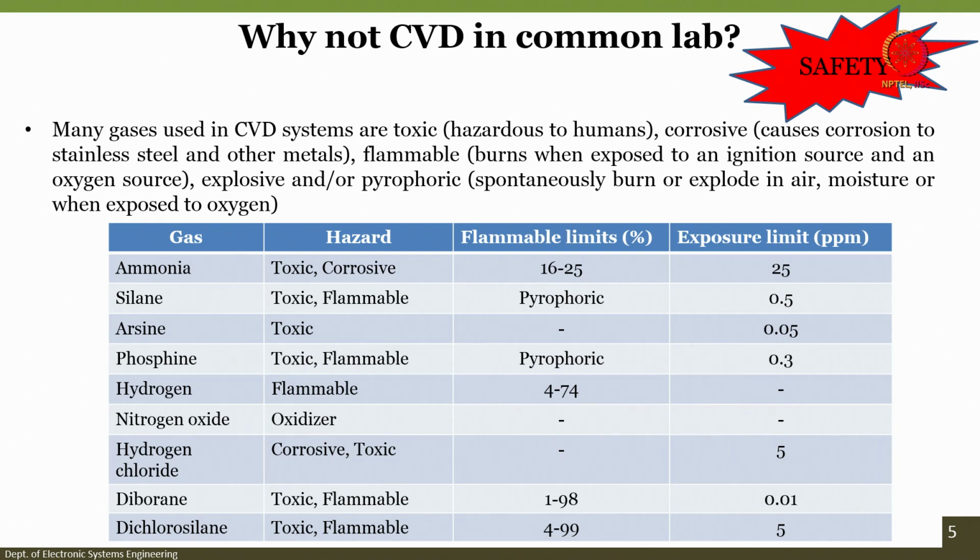Also you see the limits are so low, right, 16 to 25. Silane is pyrophoric, phosphine is pyrophoric, hydrogen 4 to 74. The exposure limit you see, just 25 ppm of ammonia is extremely harmful here, right, 0.5 ppm of silane, 0.05 ppm of phosphine, 0.3 ppm of hydrogen, 0.05 ppm of arsine, right, 0.01 ppm of diborane. So this is extremely low parts per million, alright.